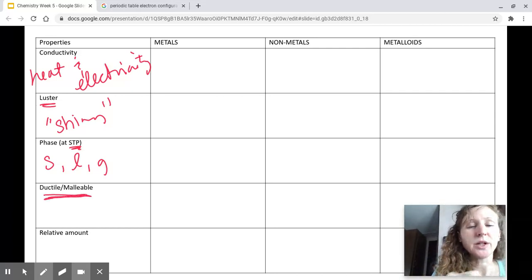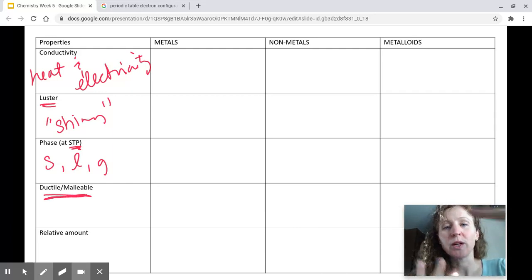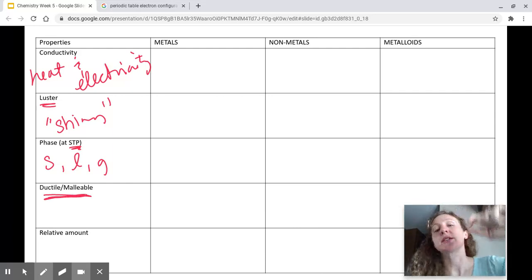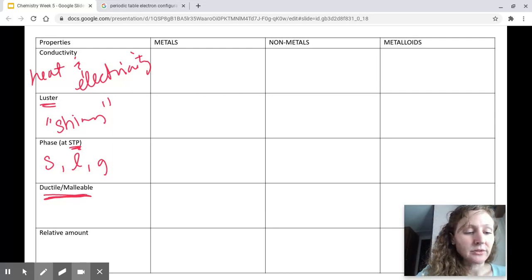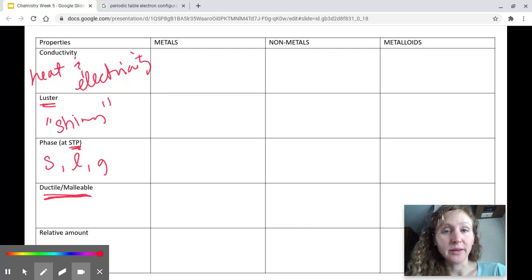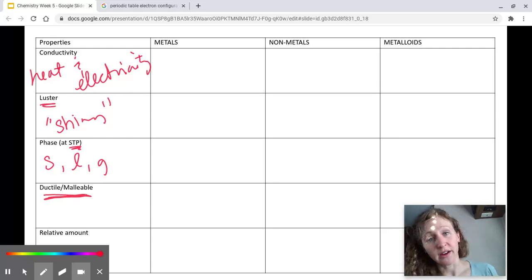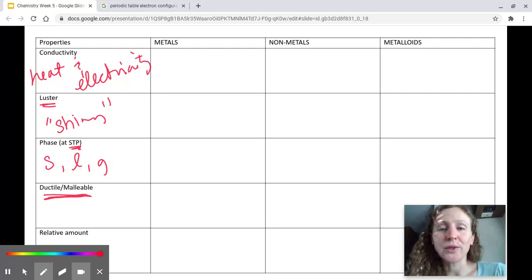Ductile and malleable are these funny terms that we always go to when we're classifying the properties of these three things. So ductile means its ability to be pulled into wires. Malleable means its ability to be hammered into a sheet. So basically, if you hit it with a hammer, what's going to happen to a metal, a nonmetal, a metalloid? And then relative amount. So this is talking about on the periodic table. Are there a lot of them? Are there a few? Are there a handful? What do we have? Okay, so pause the video here, fill this out, see what you can do.